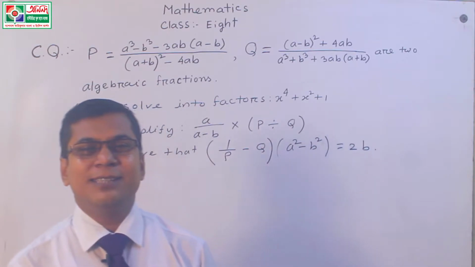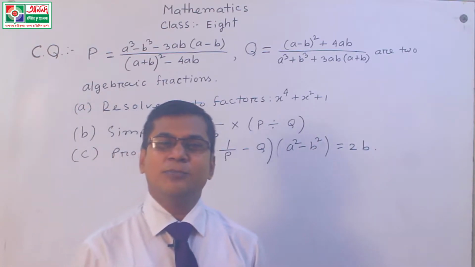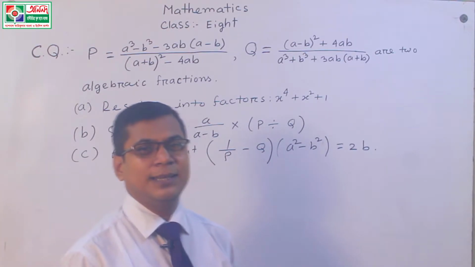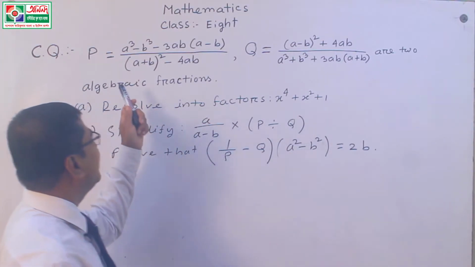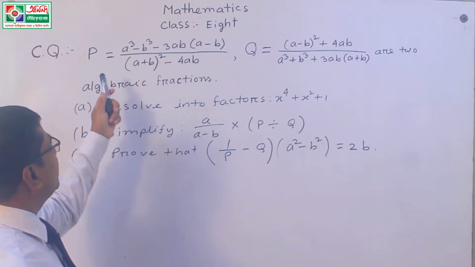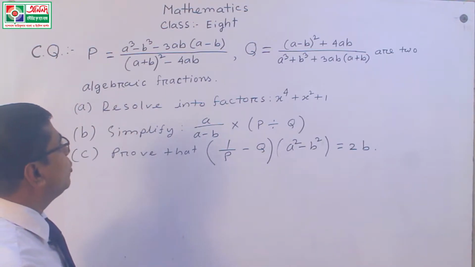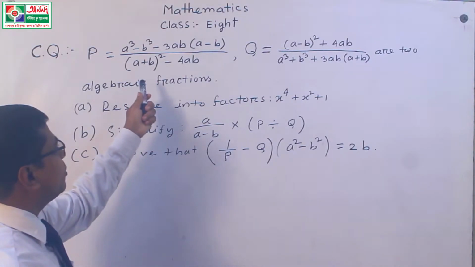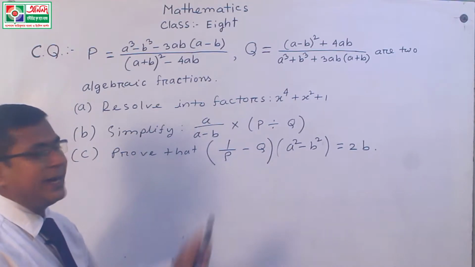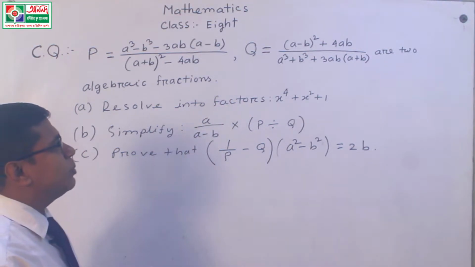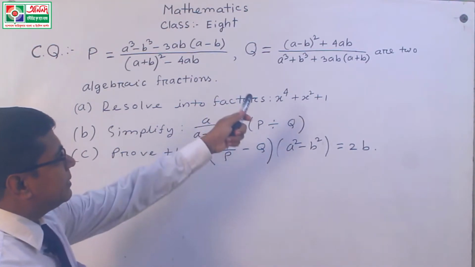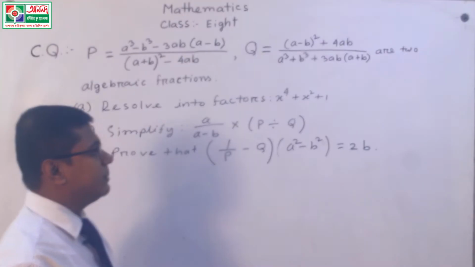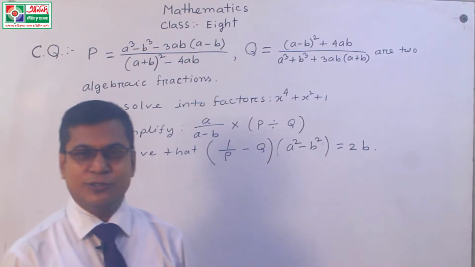Today I will discuss one creative question of chapter 5 of your textbook of class 8. Look at, I have written the creative question: P equals (a cube minus b cube minus 3ab into (a minus b)) divided by ((a plus b) whole square minus 4ab), and Q equals ((a minus b) whole square plus 4ab) divided by (a cube plus b cube plus 3ab into (a plus b)), are two algebraic fractions.